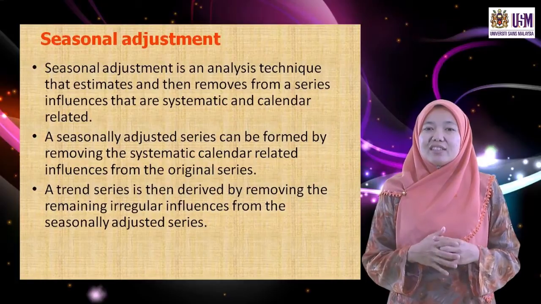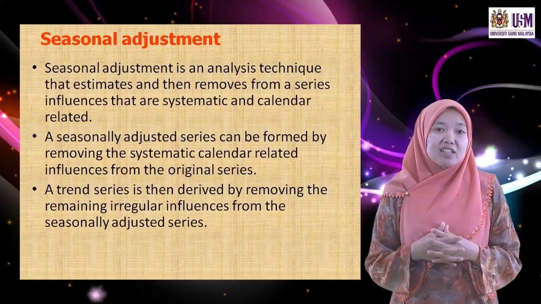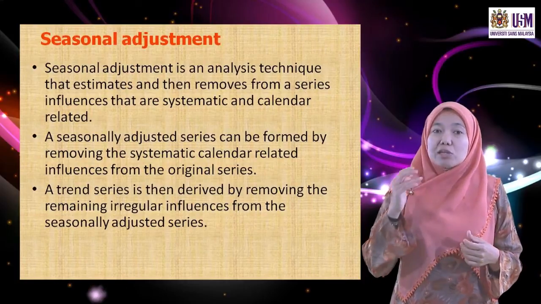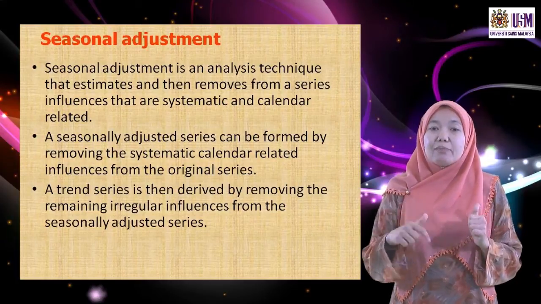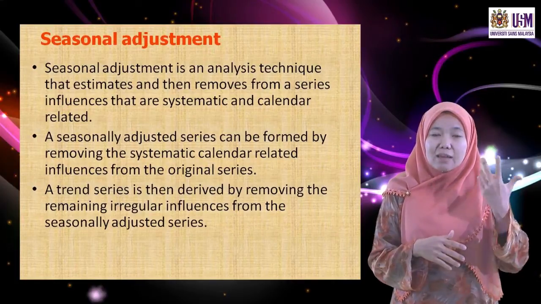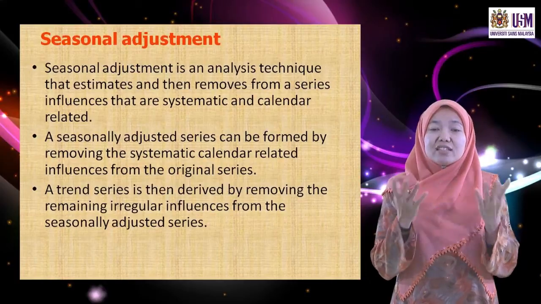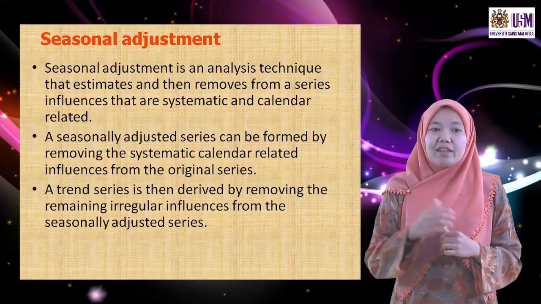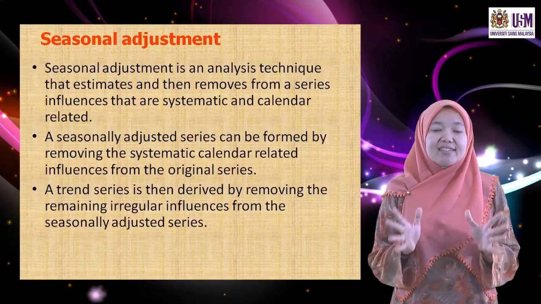When we talk about seasonal adjustment, it's just an analysis technique that estimates and then removes from a series influences that are systematic and calendar related. So remember, when we talk about the seasonal component, all the variation that happens within a year, whether changes in weather or the festive season, those are calendar related. It happens within a year, but it's systematic. You can expect Chinese New Year early in the year, and you can expect Christmas late in the year. Same thing with summer, winter, and so on. A seasonally adjusted series can be formed by removing the systematic calendar related influences from the original time series. So this is the de-seasonalized part. And then a trend series is derived by removing the remaining irregular influences from the seasonally adjusted series.